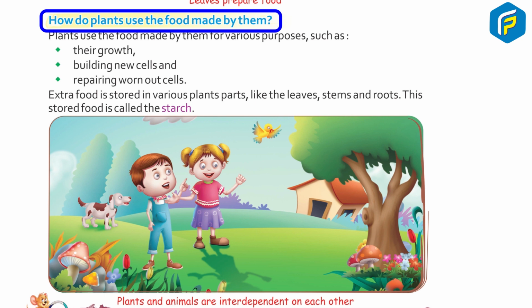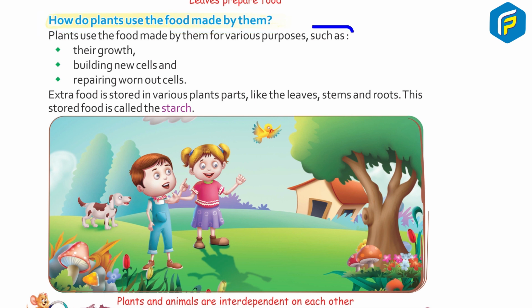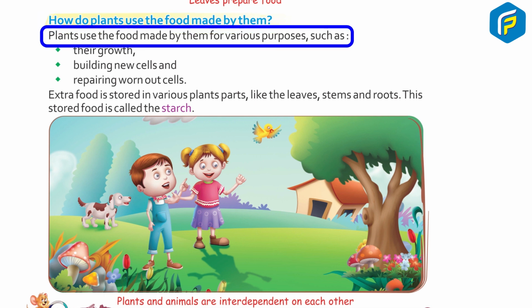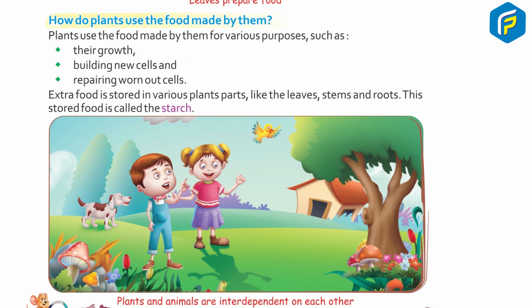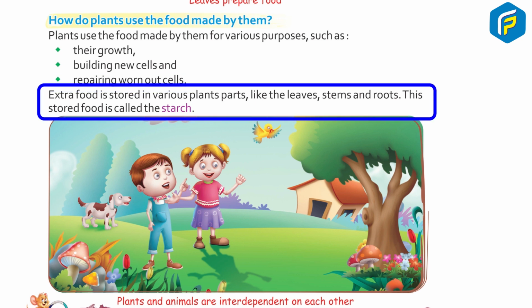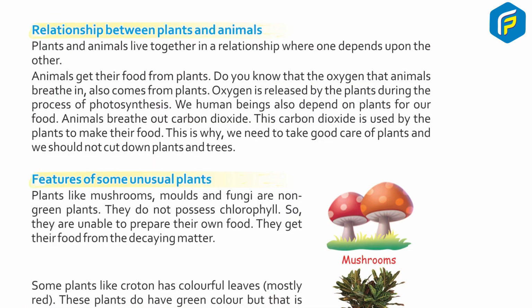How do plants use the food made by them? Plants use the food made by them for various purposes, such as their growth, building new cells and repairing worn out cells. Extra food is stored in various plant parts like the leaves, stems and roots. This stored food is called starch.